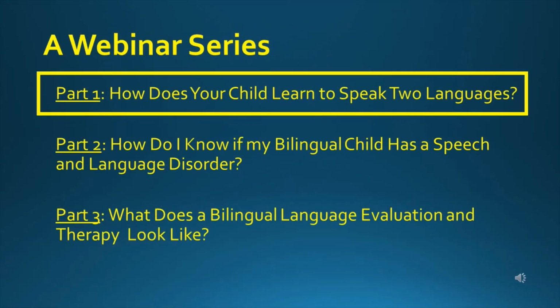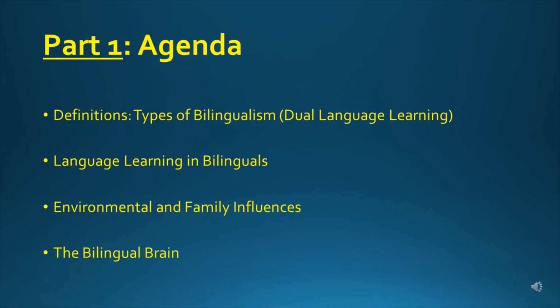This is a three-part webinar series, and today I will present part 1 titled, How Does Your Child Learn to Speak Two Languages? Today's webinar will define different types of bilingualism, describe how bilinguals learn language, discuss how the environment and the family influences language learning, and explain the bilingual learner's brain.